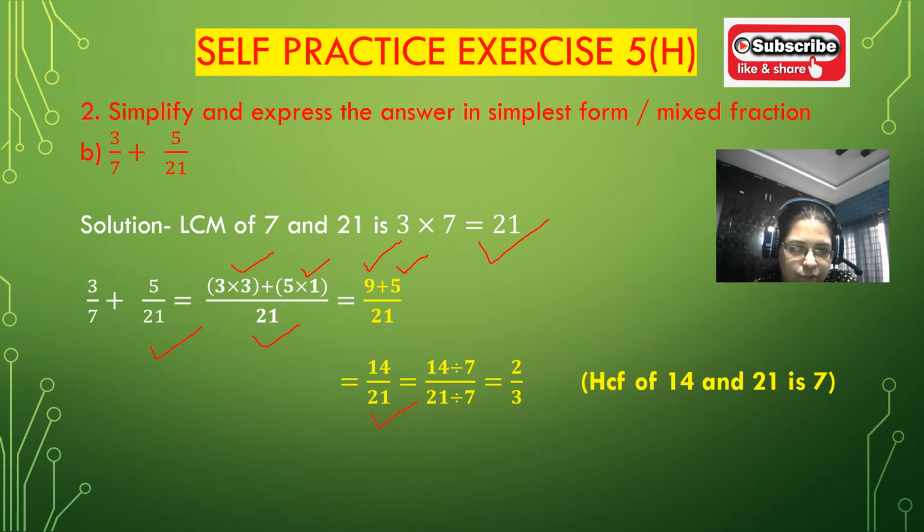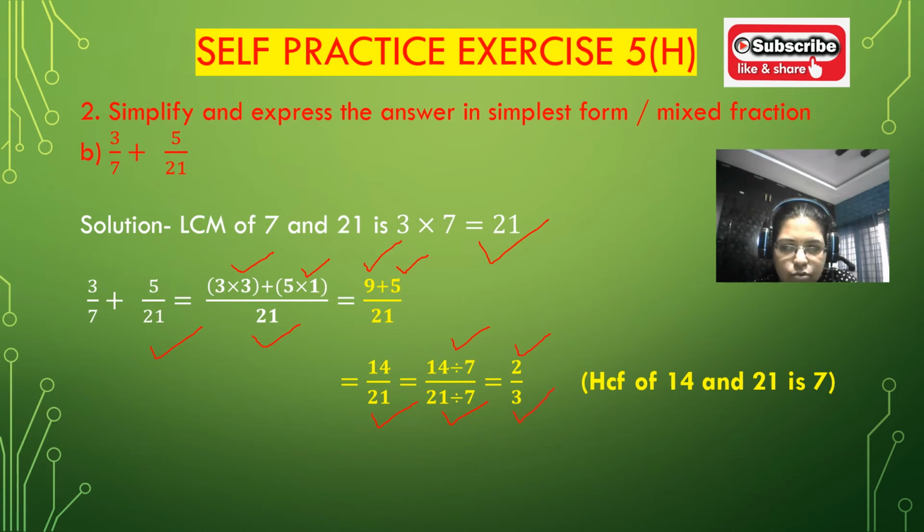Now we have to find out the highest common factor of 14 and 21. The highest common factor of 14 and 21 is 7, which is the common factor between 14 and 21. Now we have to divide the numerator and denominator with that HCF. Divide the numerator 14 with 7, we get 14 divided by 7 is 2, and divide the denominator 21 with the HCF, that is 7. 21 divided by 7 is 3.